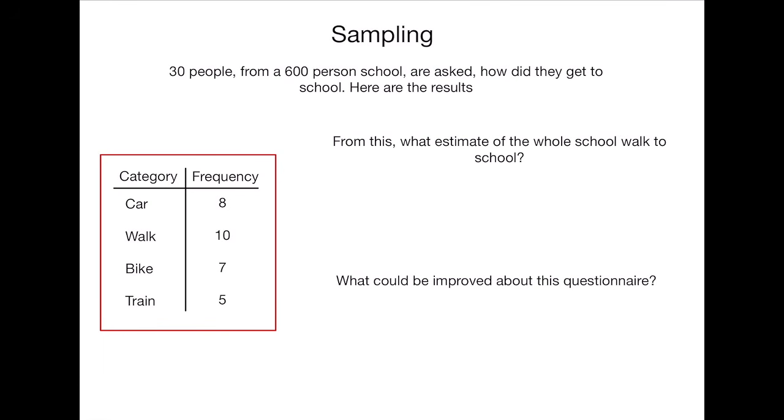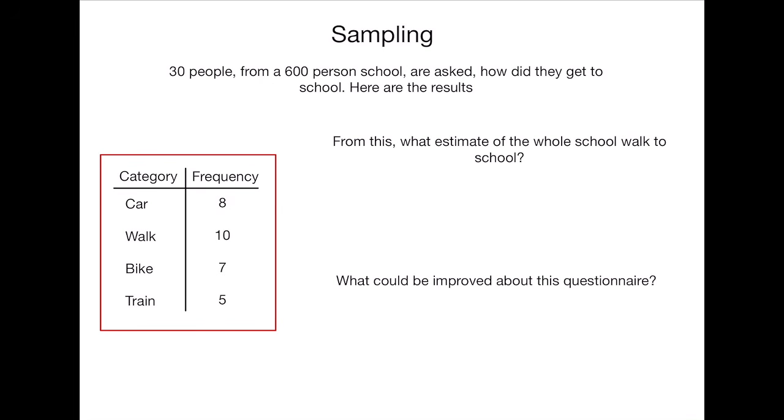Sampling. Very common in exams, and also something that happens a lot in real life when it comes to experiments and stuff like that. 30 people from a 600-person school are asked how they got to school. Here are the results. From this, what estimate of the whole school walk to school? Now we can assume that the sample is representative.